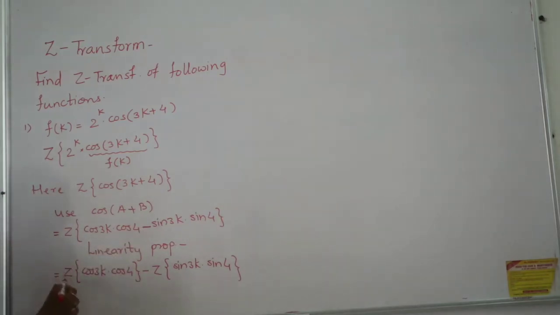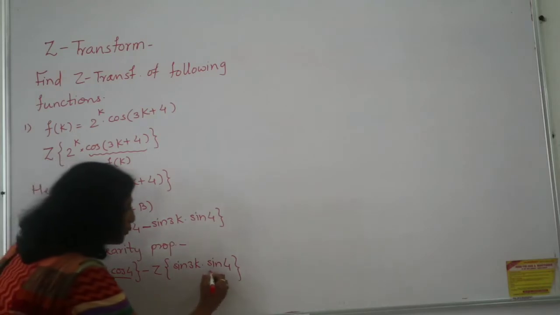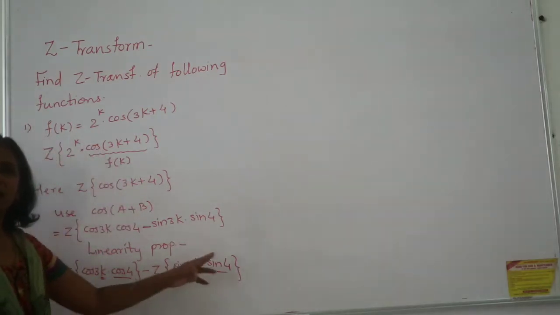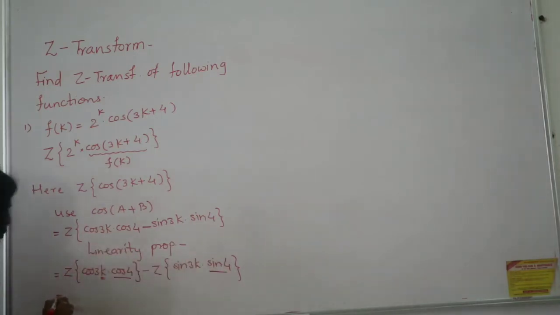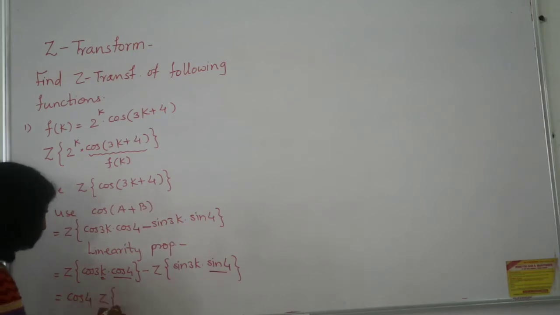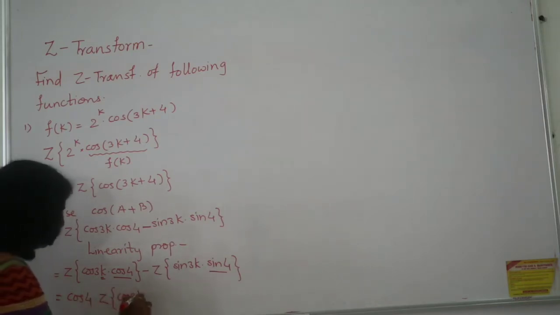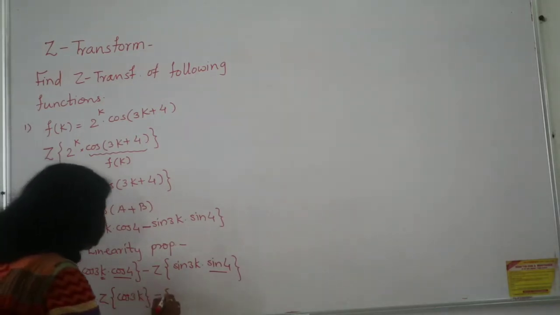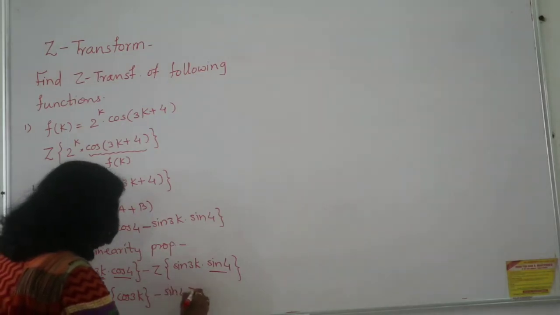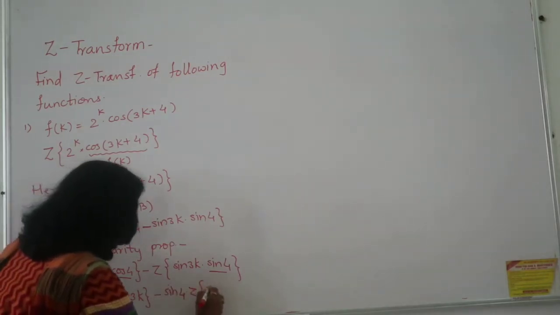Now Z transform is calculated always with respect to the position k. So see, these terms cos 4, sin 4 are absolutely constant terms as they do not contain any position variable k. So the constant will be taken outside. A constant is always taken outside for any operator, maybe derivative or integration. Z transform is also one kind of operator, so it can be taken outside. Here sin 4 will be taken outside, and here Z transform of sin 3k.